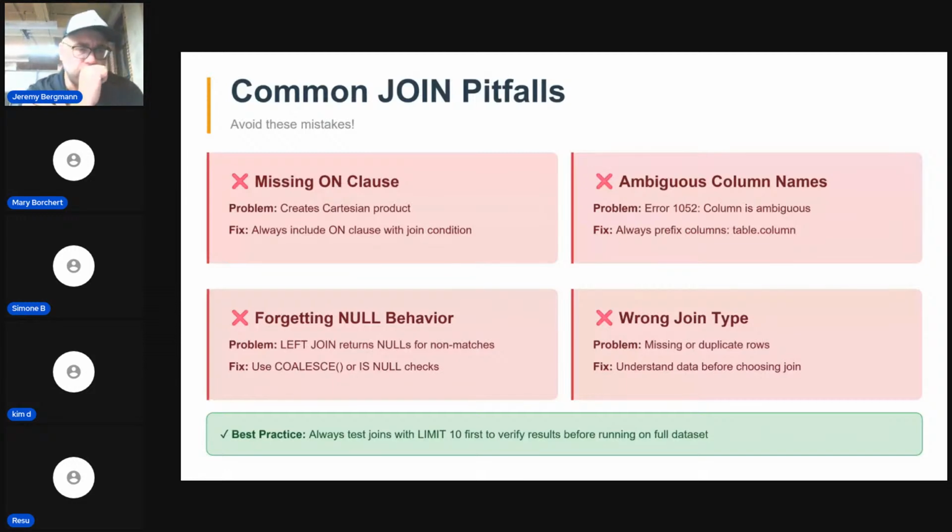But the common join pitfalls is that you're missing that ON clause. So that ON clause is important to tell the relational database system that we want to combine these two data sets together on a key. If you don't do that, it creates what is called a Cartesian product.